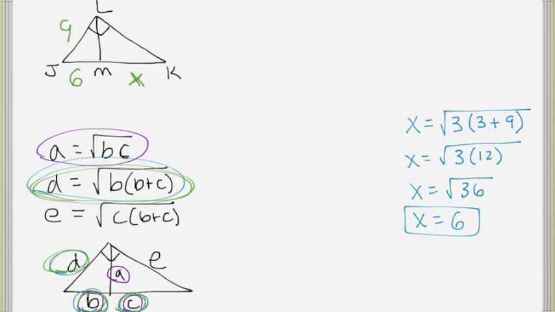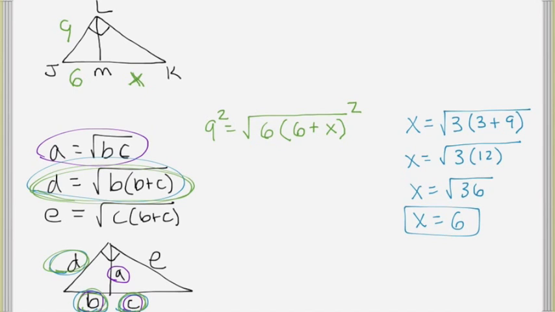So we'll fill in what we know and what we want to know. D is 9. Square root of B is 6. B is 6 again. And C is X. We are solving for X and it is trapped under the square root. So when it is stuck in a cage, we can't do anything with it until we get rid of that cage, or get rid of the square root. How do we get rid of a square root? Square. So we're going to square both sides.